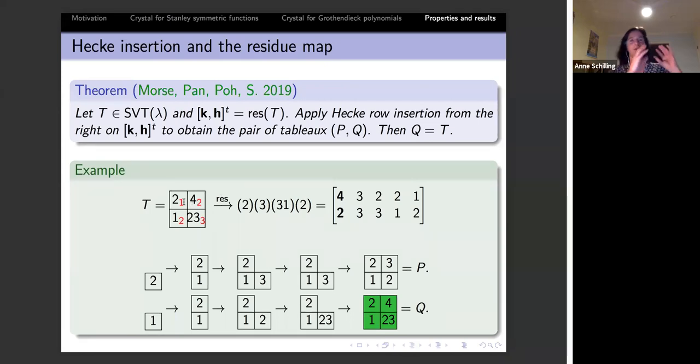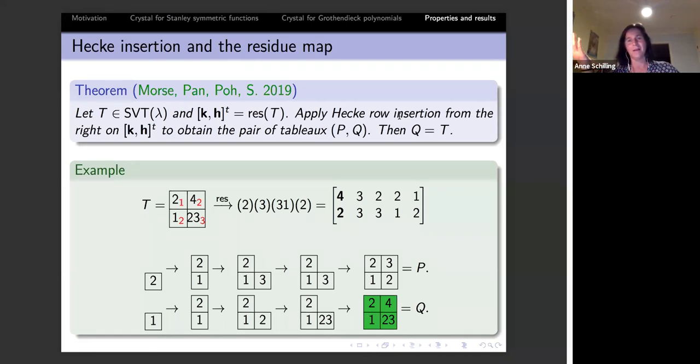So the claim is, if you start with a tableau, you do the residue map, and then you do Hecke insertion and you look at the recording tableau, it's actually the same tableau. What was interesting is we noticed this, but the Hecke insertion that we actually used was Hecke insertion from right to left, rather than from left to right. And in the paper by Monical, Pechenik, Scrimshaw, they actually always used the Hecke insertion from the left.